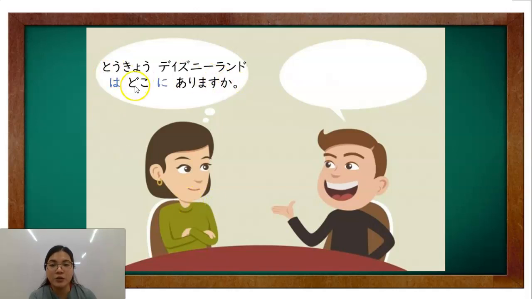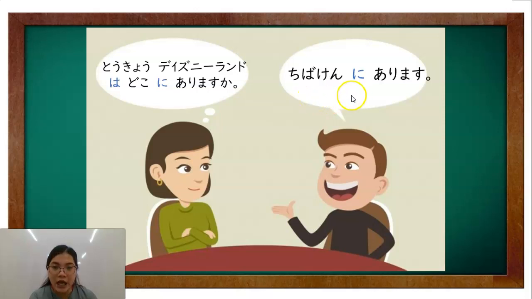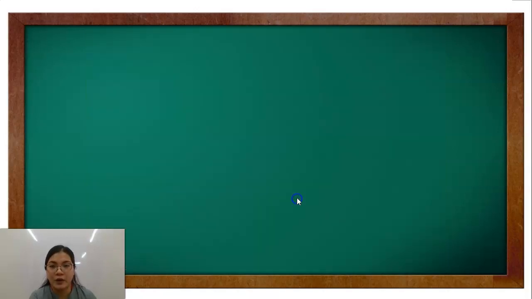Tokyo Disneyland wa doko ni arimasu ka? Nasaan yung Tokyo Disneyland? And you will answer, Chiba-ken ni arimasu. Okay? So, kung nasaan ang isang bagay, it's always still particle ni. Okay? So as you can see, doko, and you just answer the place, since doko is where.